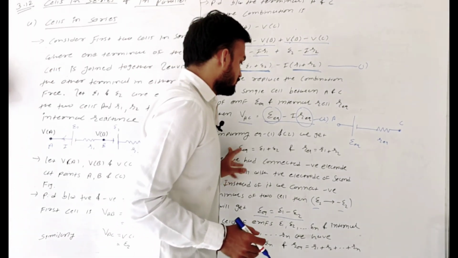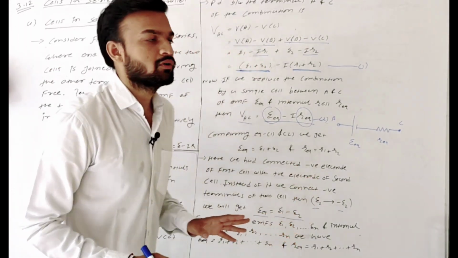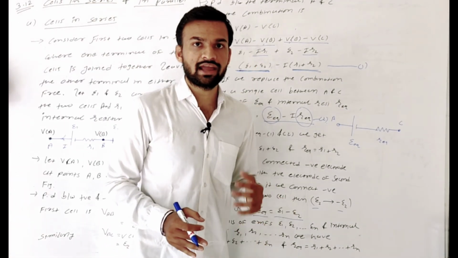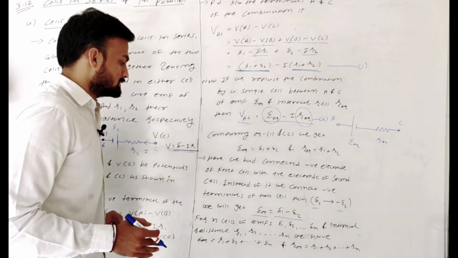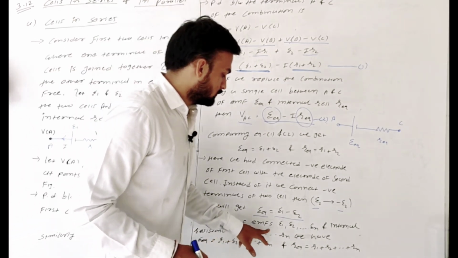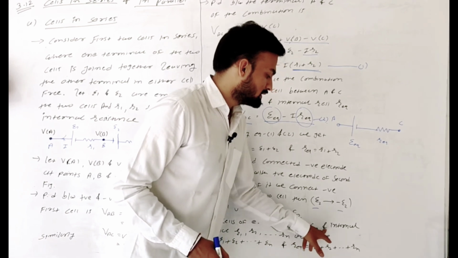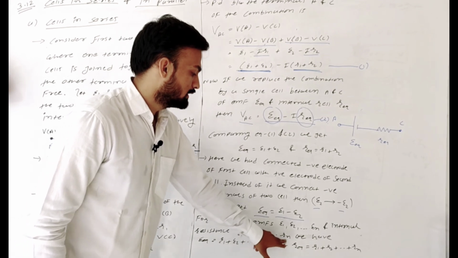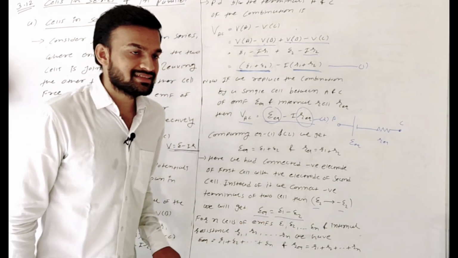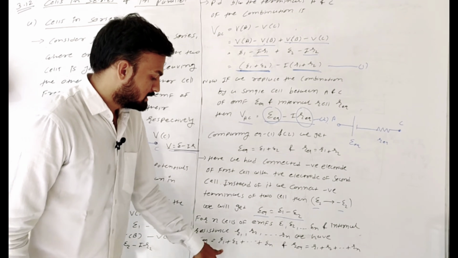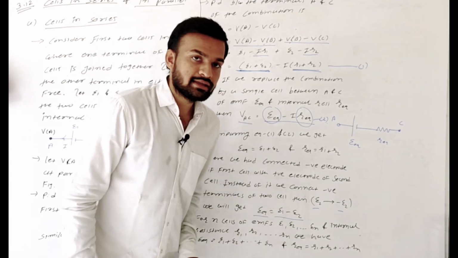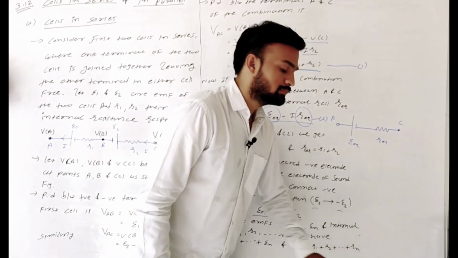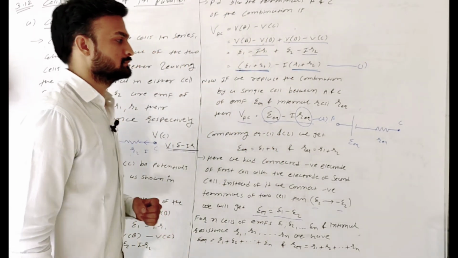This derivation of E equivalent and R equivalent of two cells connected in series is equally applicable for any number of cells connected in series. So for n cells of EMF E1, E2 up to En connected in series, having internal resistances R1, R2 up to Rn, the equivalent EMF is E1 plus E2 up to En, and the same way R equivalent is R1 plus R2 plus up to Rn.